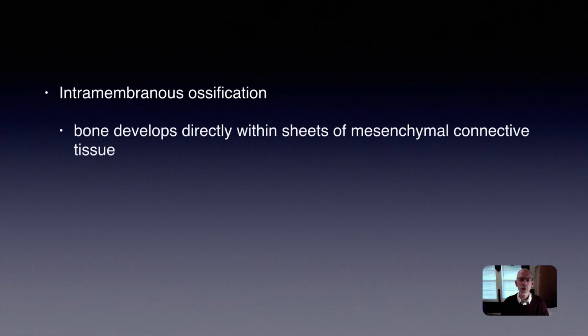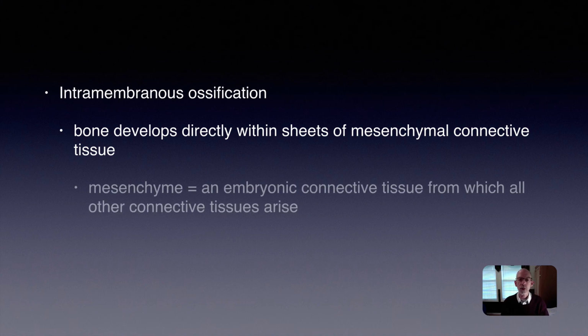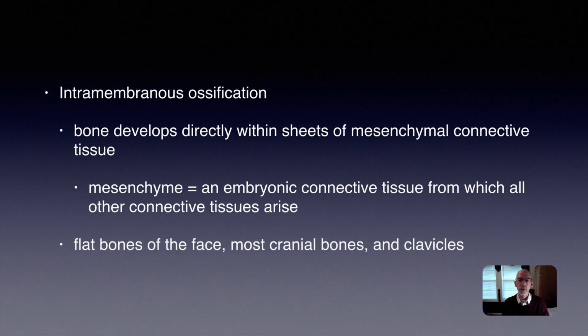Intramembranous ossification is a type of ossification in which bone develops directly within the sheets of what's called mesenchymal connective tissue. Mesenchyme is an embryonic connective tissue from which all other connective tissues arise. And the types of bones that develop through this intramembranous ossification are the flat bones of the face, most cranial bones, and the clavicles.